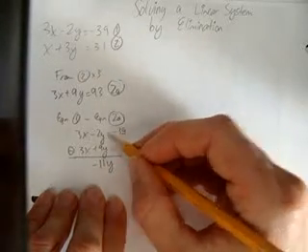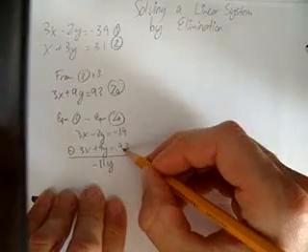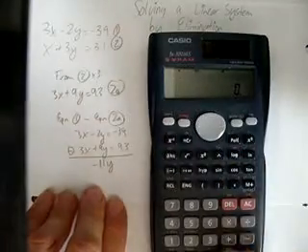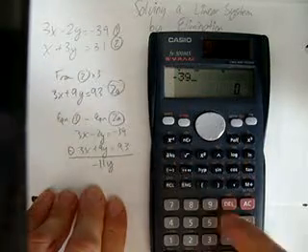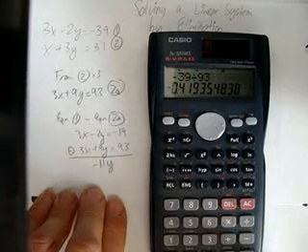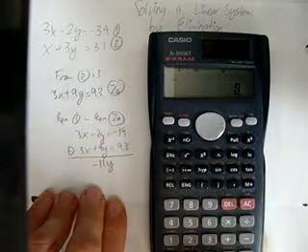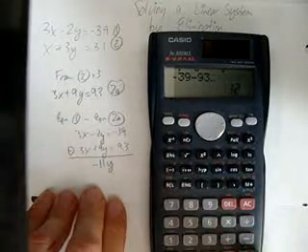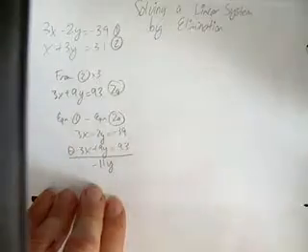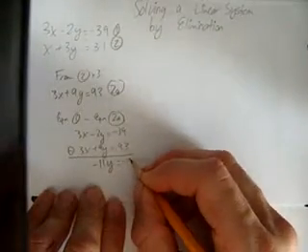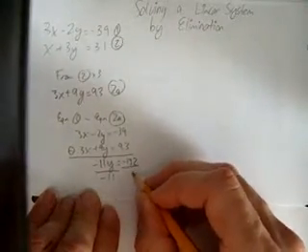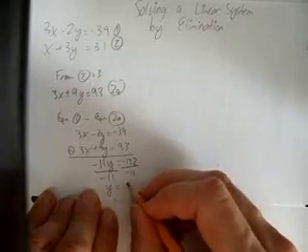And -39 minus 93. Let's do that on a calculator to make sure we get it right. -39 minus 93. Oh, I hit divide. -39 minus 93 is -132. And how do I solve for y now? Just divide both sides by -11, and I get y equals 12.